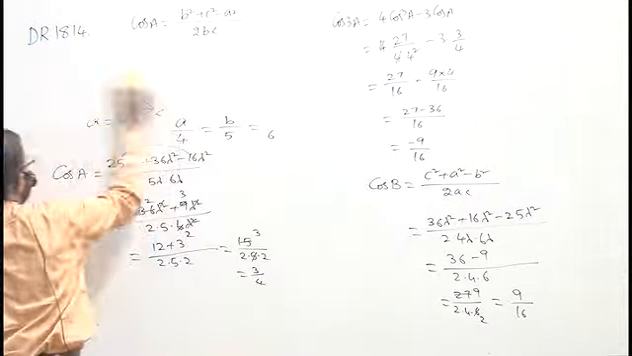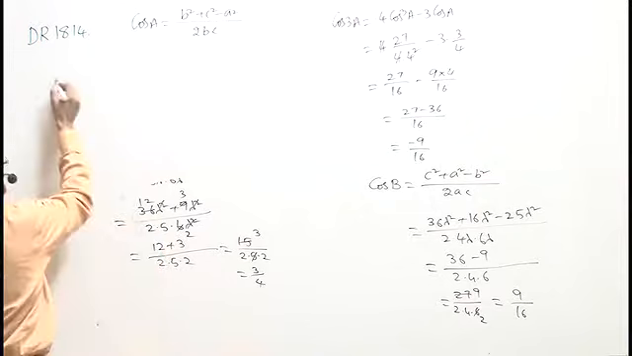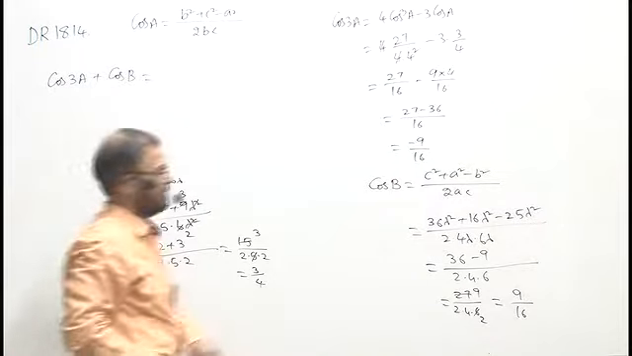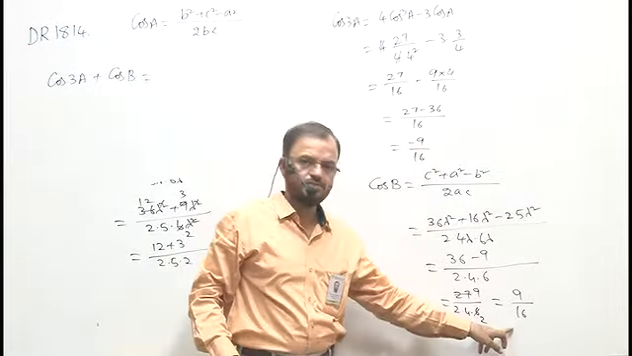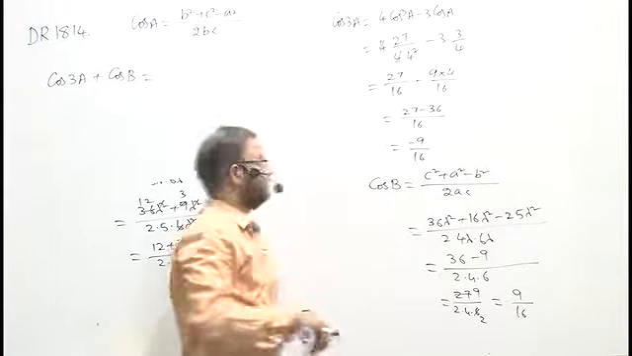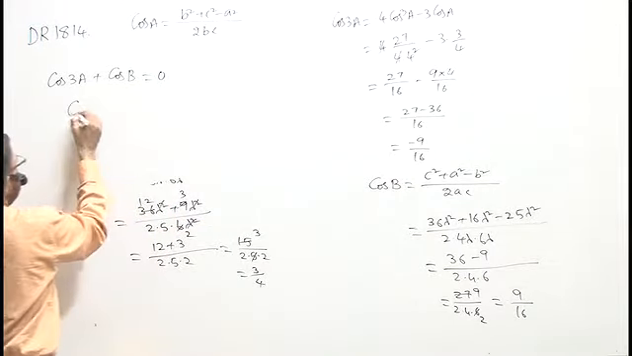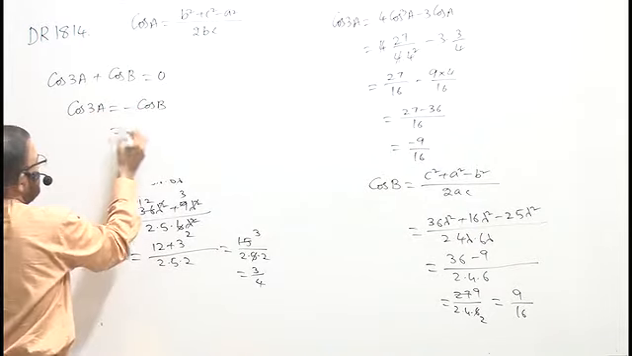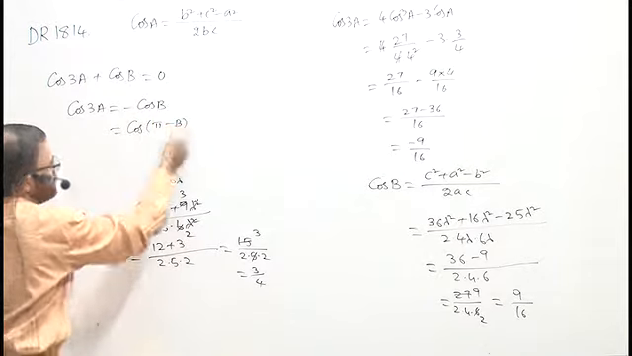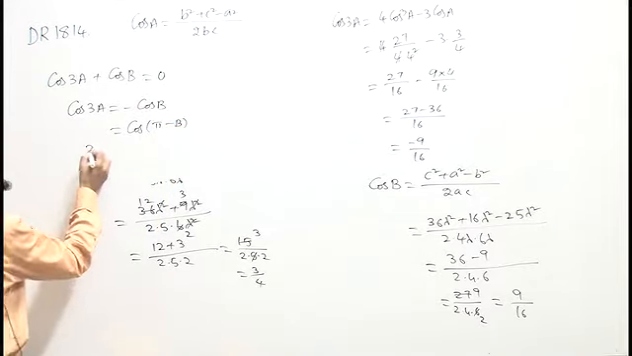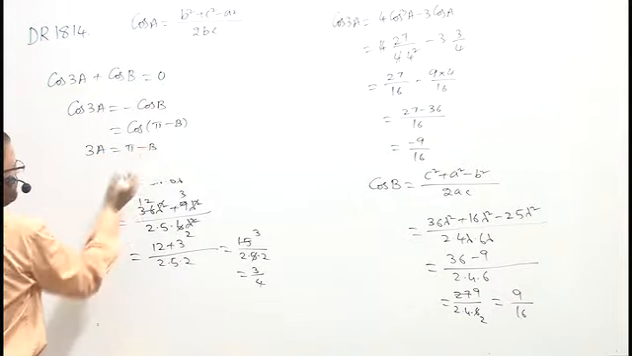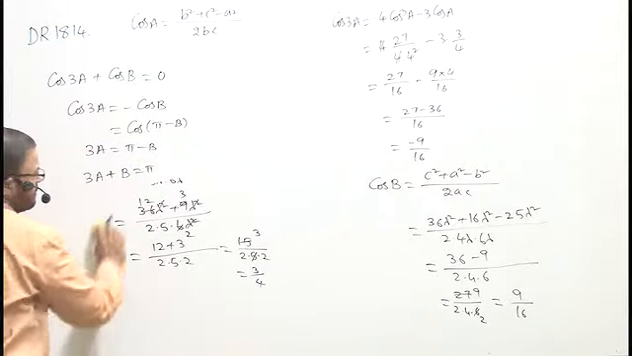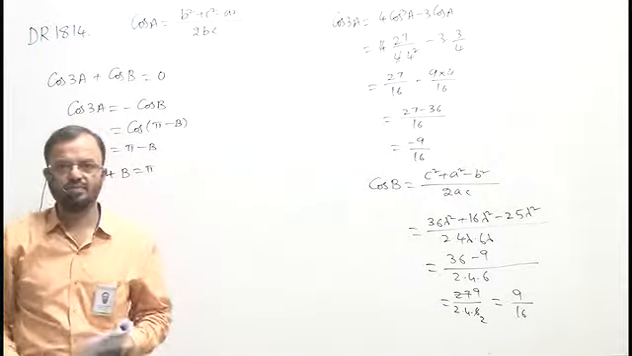I have to equate these two. I can say cos 3A plus cos B. I am adding this cos 3A and cos B. The sum of these two will become 0. Then I can say here cos 3A is equal to minus cos B. I know that is cos of pi minus B. Using the allied angle, I can say 3A is equal to pi minus B. 3A plus B will become equal to pi, which is the answer in the D option.